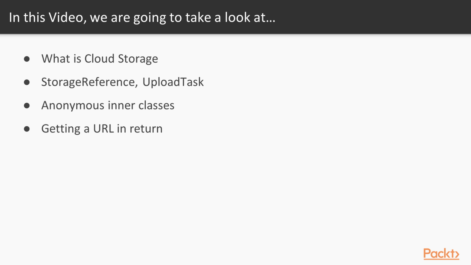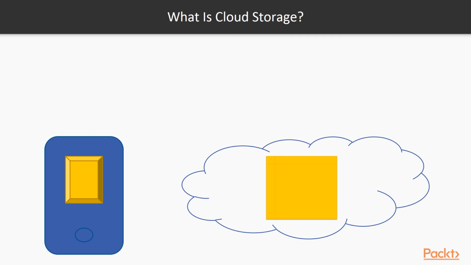First, we're going to discuss what is cloud storage. Then we'll talk about two new classes we're going to need to know for cloud storage, which is storage reference and upload task. We'll take a look at anonymous inner classes, and then we'll take a look at how to get a URL or universal resource indicator, or locator if you prefer, that describes an asset that we have uploaded to the cloud.